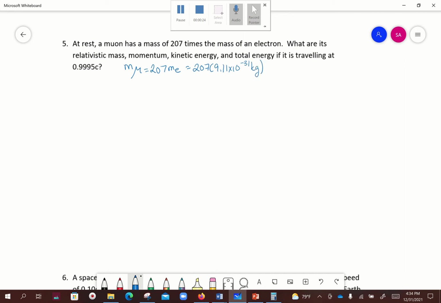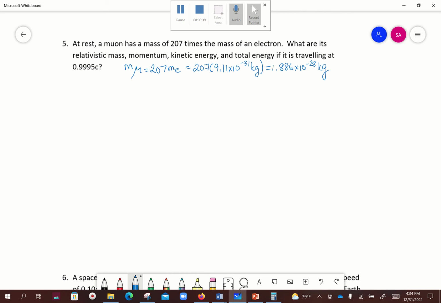And you wouldn't be expected to memorize that. It would be on an equation sheet if you had it on the test. And if you're not on the test, if you're just doing your homework, you can look it up in the book or just ask Mr. Google. All right, so that's the mass of the muon.